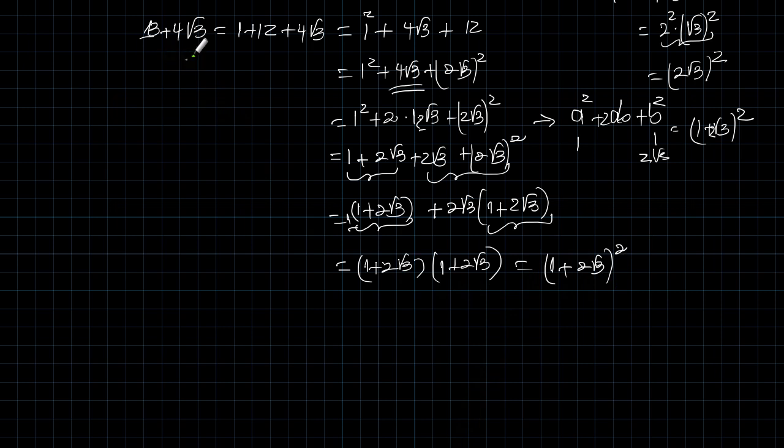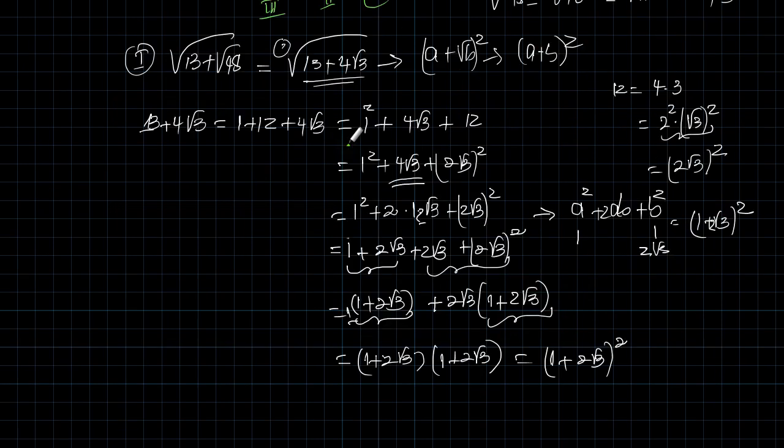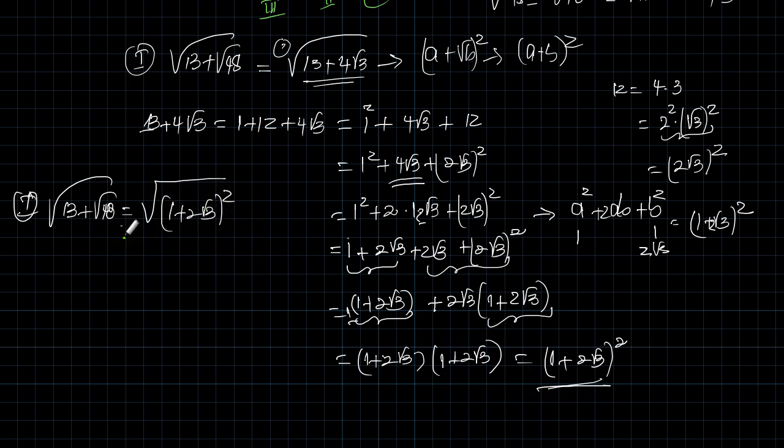So now we have that. We can pick this result and put it here. So our first case, 13 plus square root of 48, is going to be equal to the square root of 1 plus 2 square root of 3 to the power 2. We would have the modulus of this, but we're going to take this as is because it is a positive number, so this is equal to 1 plus 2 square root of 3.